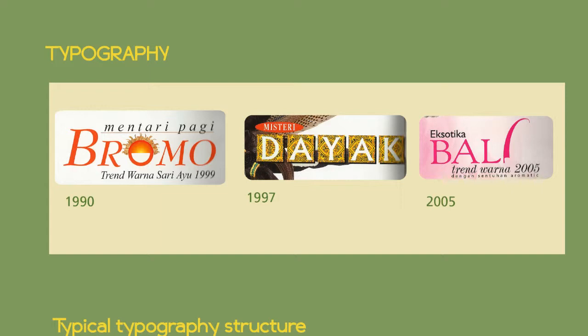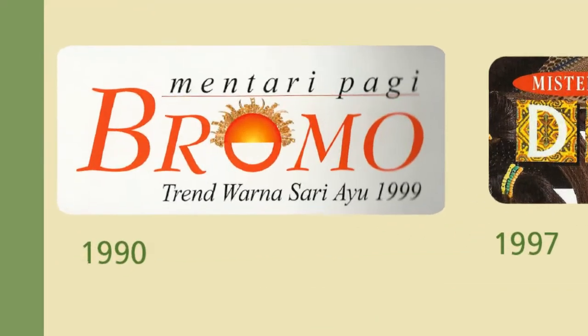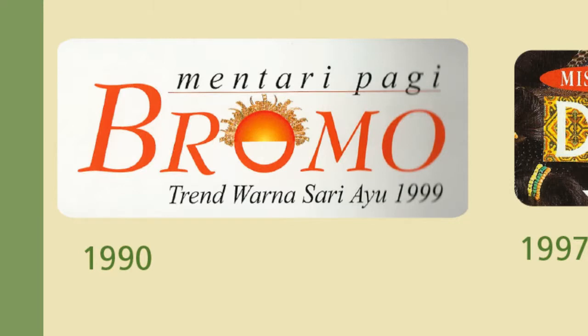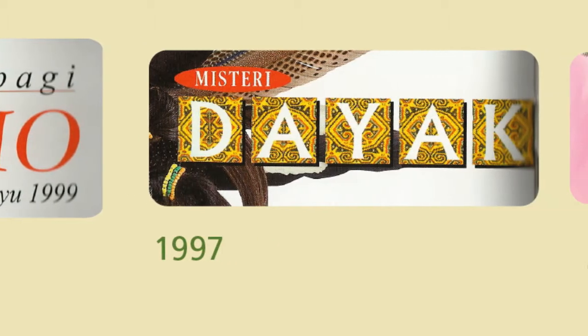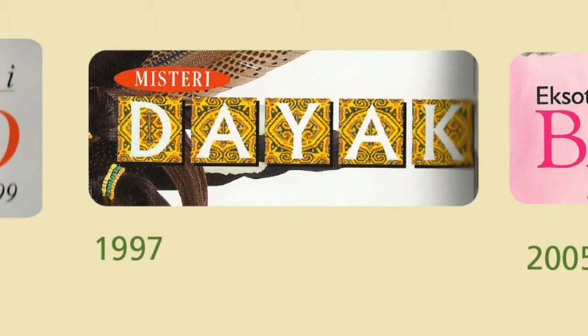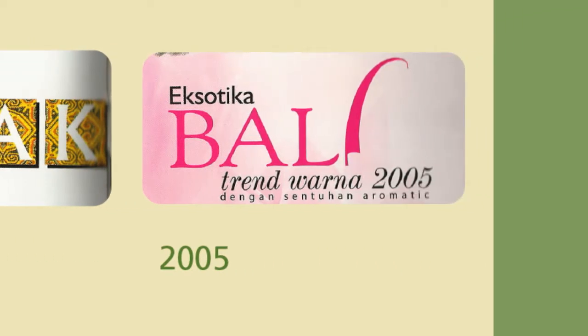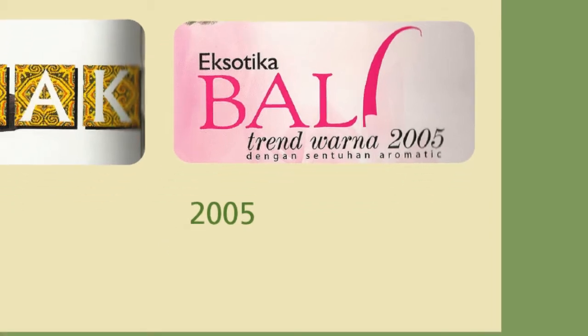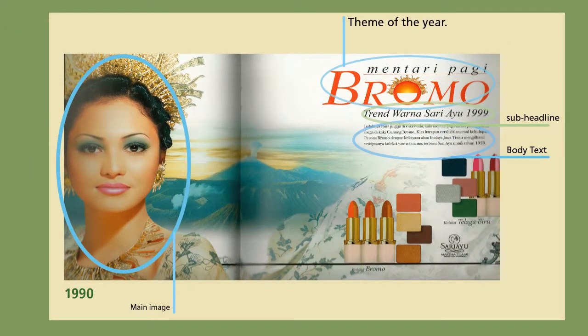Next will be the typography. The specialized typography for the theme of the year is always stylized with elements from the featured culture. For instance, the Mount Bromo theme in 1990 replaced the letter O with a representation of the sun, because Mount Bromo is popular for its magnificent sunrise. While in 1997, traditional Dayak motifs were used to enhance the word Dayak. In 2005, Sari Ayu used a traditional Balinese flag to replace the letter I. This tendency has been in practice since the 1990s.